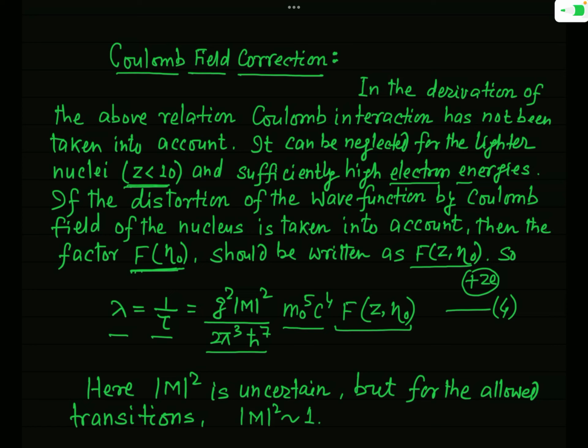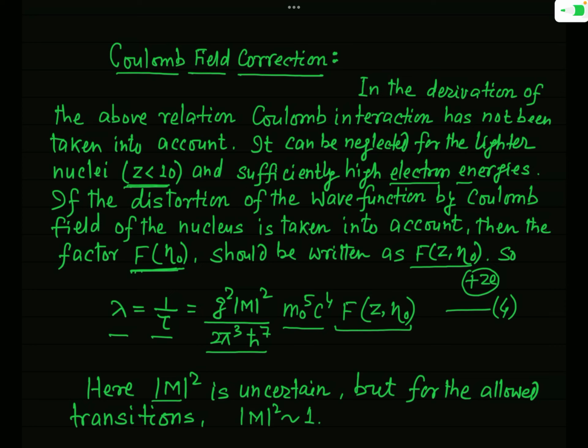Now the value of this matrix element mod of m square is uncertain. It is not definite. But in most cases, there will be some transitions which will be allowed in accordance with the selection rule, and there will also be transitions which will not be allowed by the selection rule. That is called a forbidden transition, or a prohibited transition.